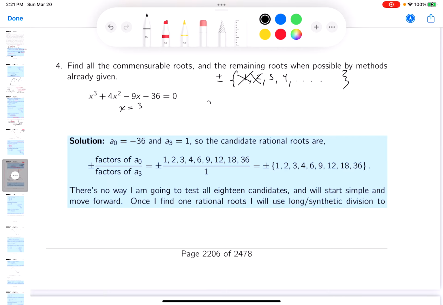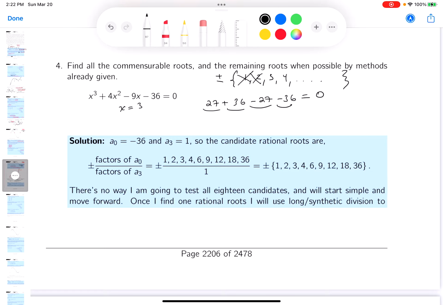What do you get? 27. Doesn't look likely, but let's write it down. What do you get? 36 minus 27. Ooh, look at this. This is going to work out beautifully, isn't it? So bingo. Why did I say that? 27 minus 27 is 0. 36 minus 36 is 0. So I found the first one.